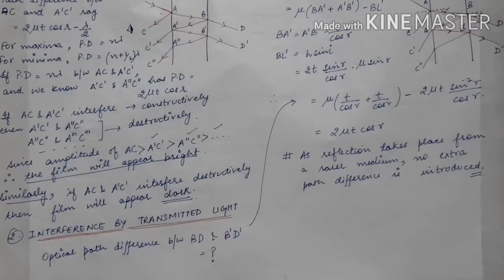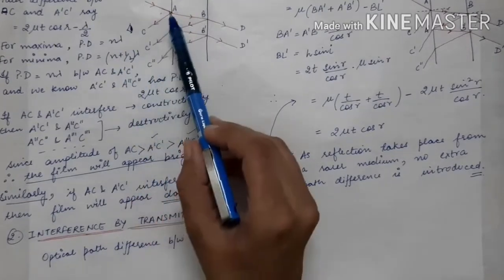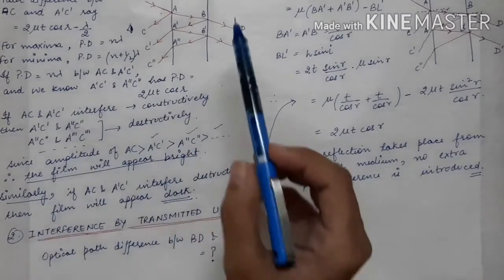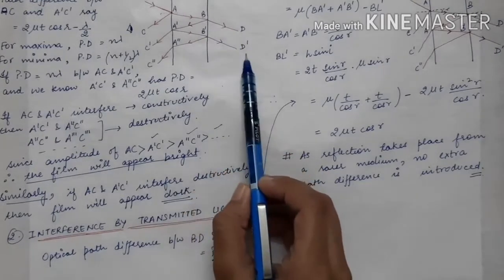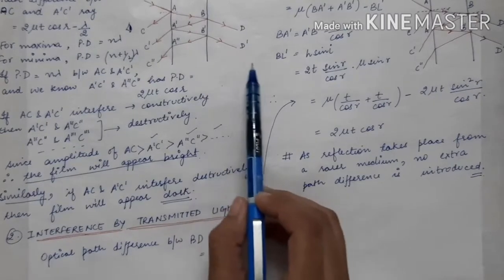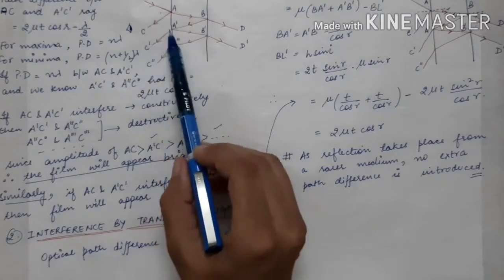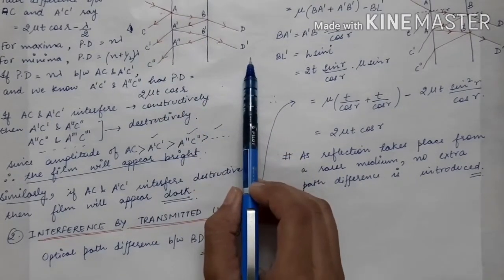So next is the topic of interference by transmitted light. Till now we have been studying the interference by the reflected light, that is the light emitted in the left hand side direction. Now the interference will occur between the rays BD and B prime D prime. Similarly, there will be a third transmitted ray, B double prime D double prime, then the fourth transmitted ray. As the reflected rays interfere, the transmitted rays will also interfere with each other.